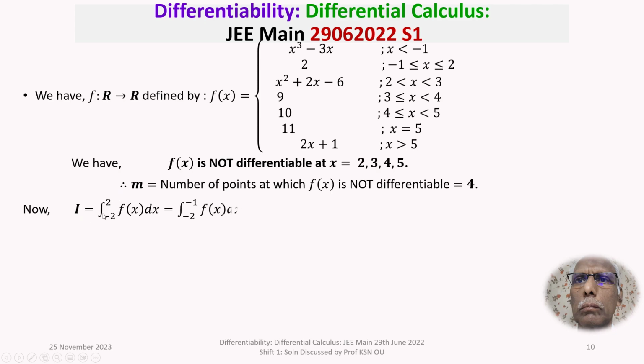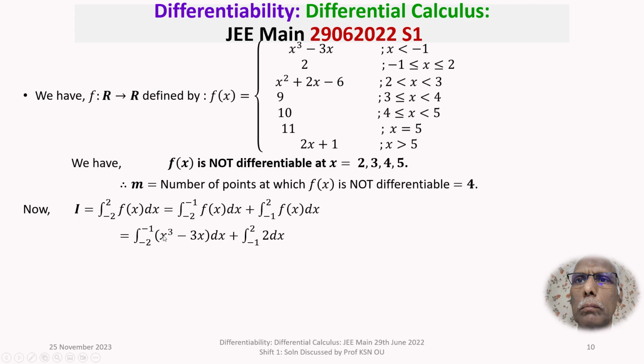I is given as the integral from -2 to 2 of f of x. From -2 to -1, the function is different, and from -1 to 2, the function is different. Therefore, break it. Continuity is also there, no problems. So that will be equal to the integral from -2 to -1, in which the function is x cube minus 3x, integrate with respect to x, plus the integral from -1 to 2, in which the function is 2 dx.